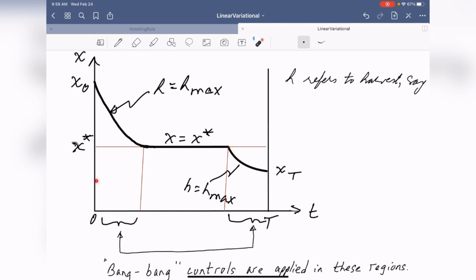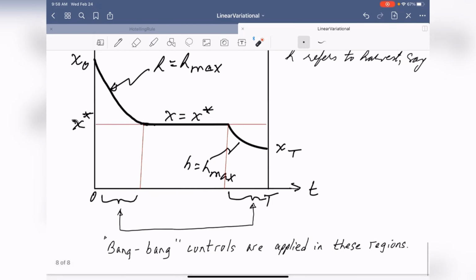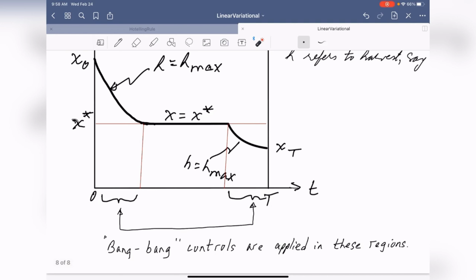If it were the other direction, if we started here, we would then choose the minimum in order to get those endpoint conditions. So here we have bang-bang controls being applied in this region from here to here, and then again from here to here. So in the next lecture, we will look at the economics of this in more detail.